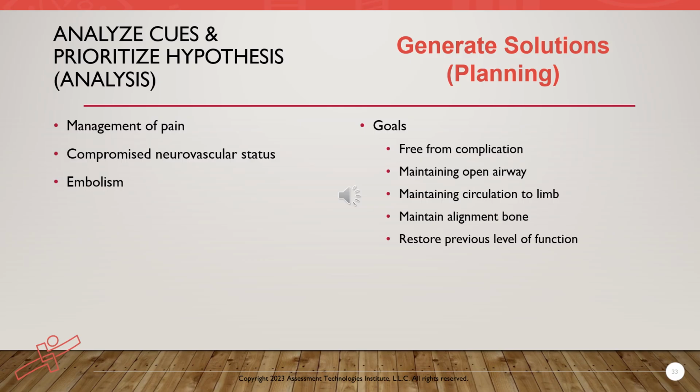Neurovascular protection, performing CMS checks every 1 to 2 hours initially, loosen tight bandages if permitted, keep limb aligned and supported, and report any abnormal findings immediately. Preventing embolism by deep breathing and coughing, promote early mobilization when appropriate, hydration to prevent blood viscosity, and administer anticoagulants if ordered.